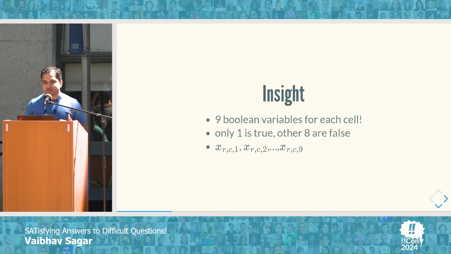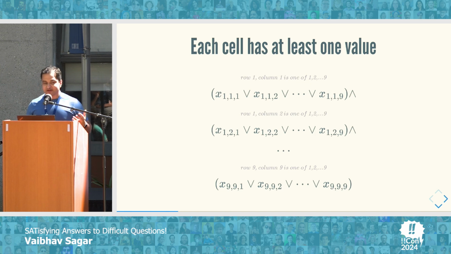So the insight that you need in order to solve these as a Boolean satisfiability problem is that you can use 9 Boolean variables for each cell. So one variable represents whether or not the cell is a 1, the second variable represents whether or not it's a 2, and so on and so forth. And of these, only one can be true, and the other 8 are false. And then given this insight, you can go ahead and encode all the rules that I told you about earlier as Boolean clauses.